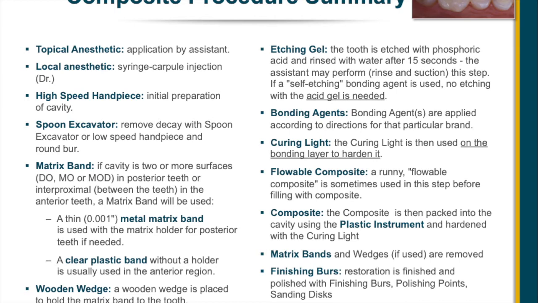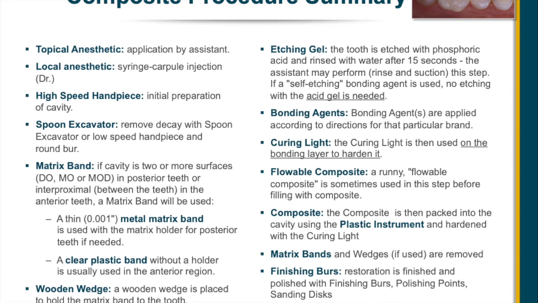The matrix band is placed. That's what keeps you from bonding to the other teeth. So you need to understand the tooth surfaces, the DO, the MO, the MOD. The metal matrix or clear matrix will be used, and a wooden wedge. Sometimes it's plastic. Some dentists are using just plastic wedges now.